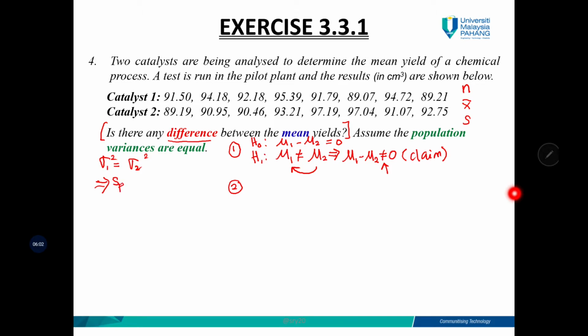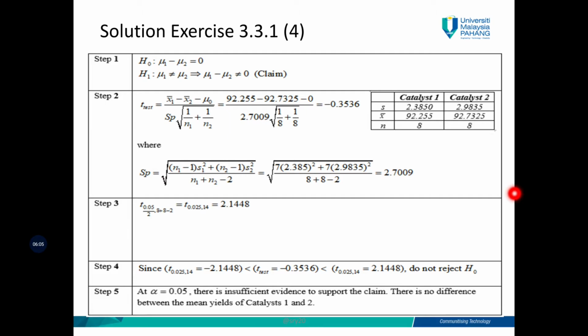Now this is the solution. We calculate Sp and simplify the value of Sp to decimal places. There are two formulas for Sp, depending on the sample size. Both sample sizes are 8, so both are small sample sizes. So we need to use the t-test. Apply the formula for the t-test and simplify the answer to 4 decimal places. Once we get the test statistic value for step 2, we complete step 2.